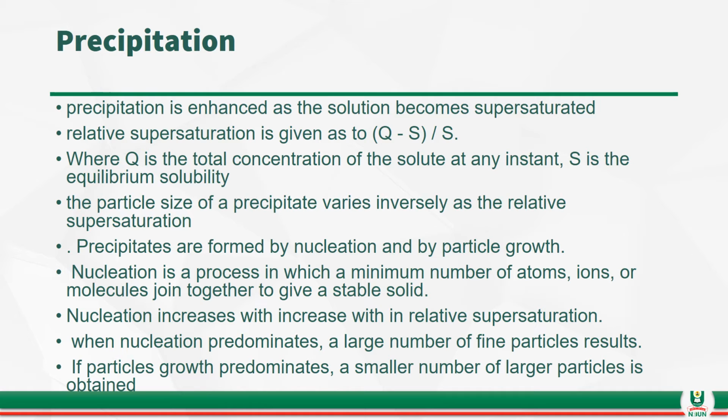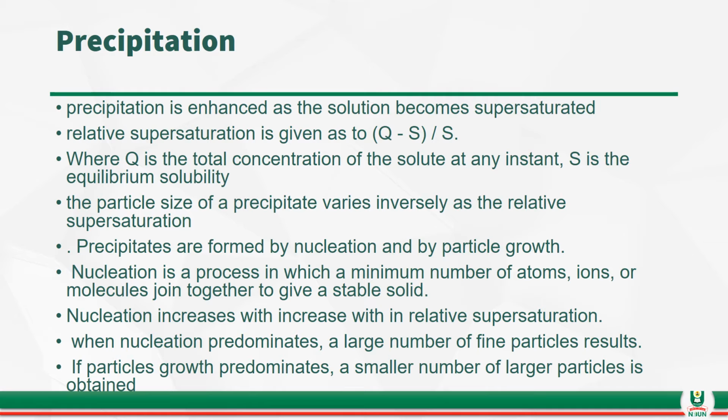Relative supersaturation is given by the mathematical expression Q minus S all over S, where Q is the total concentration of the solutes at any instance and S is the equilibrium solubility. The particle size of a precipitate varies inversely as the relative supersaturation.